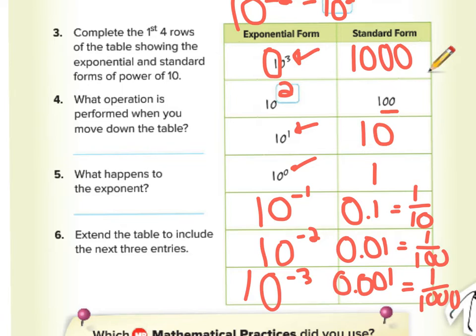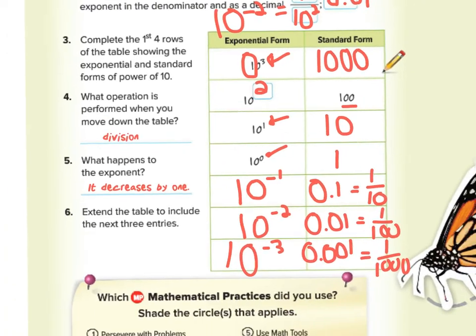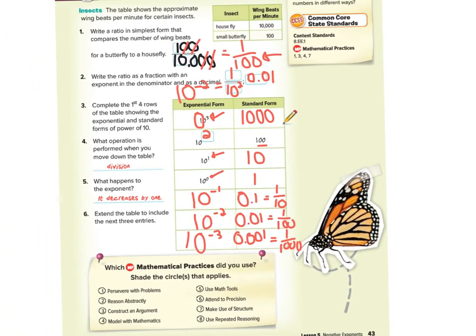So what operation is performed when we look at number 4? What operation is performed when you move down the table? Division. So then if we divide, what happens to the exponent? Well, when we divide, look at that, the exponent is decreasing in value, right? By 1, isn't it? Look, we're counting backwards: 3, 2, 1, 0, negative 1, negative 2, negative 3. So what happens to it? It decreases by 1, okay? All right, let's go on to the next page.